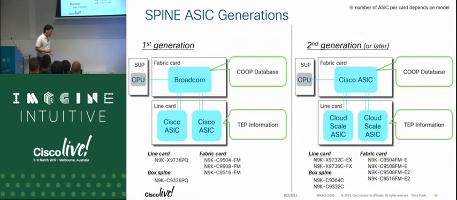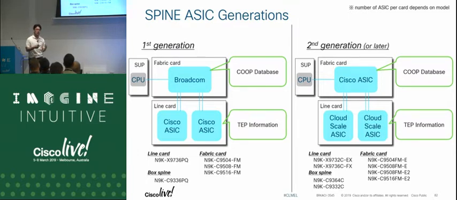All right? Then, spine ASIC generation. So in the first generation, in the line card, we have Cisco ASIC, and in the fabric card, we had a Broadcom chip. So let's talk about each functionality. On the line card, it usually checks the TEP information because the line card is the first one that receives the packet from leaf. So it needs to check the destination outer header. Then it needs to decide if it's the spine proxy or to another leaf. Then after it decides, it will send that information to the fabric card.